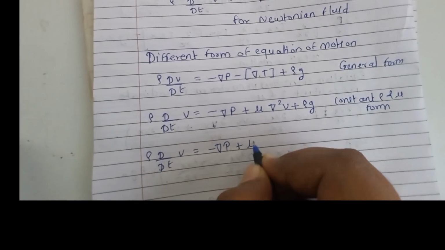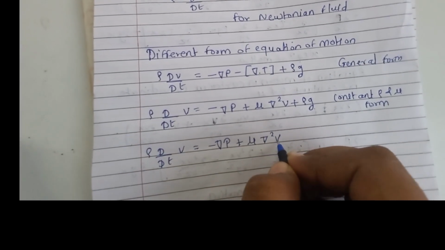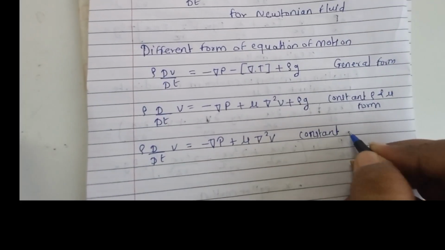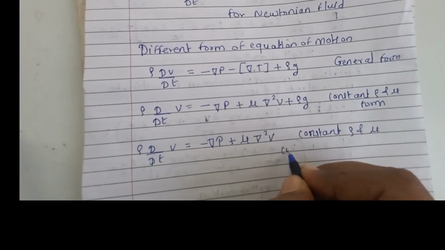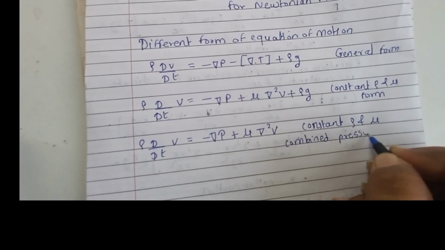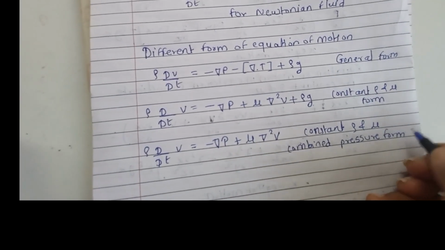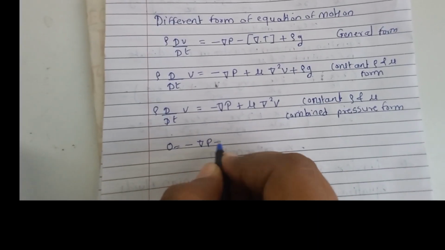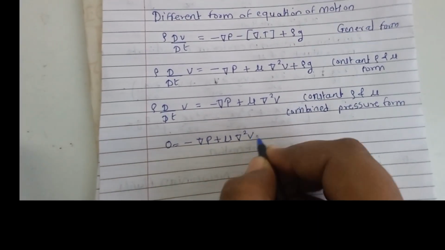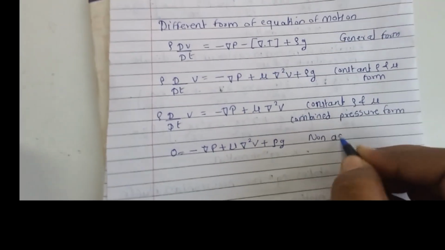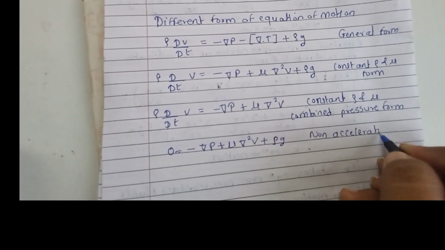That is minus del p, that I have already mentioned, is a modified pressure, the combined form of del p plus rho g, that is del capital P, plus mu into del square v, which is constant for density and viscosity. Actually here the del operator means the divergence and curl for specific cases, and gets more complex for fluids that are more complex.